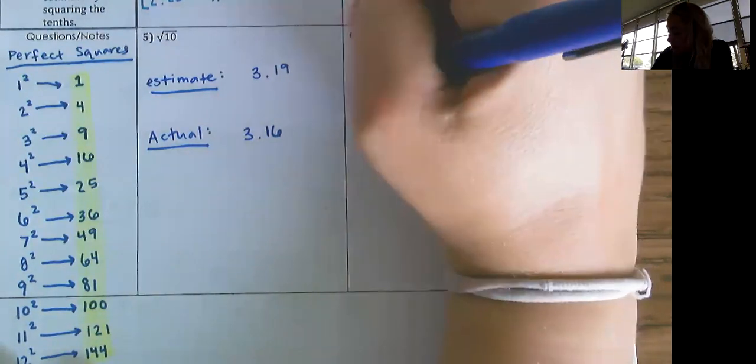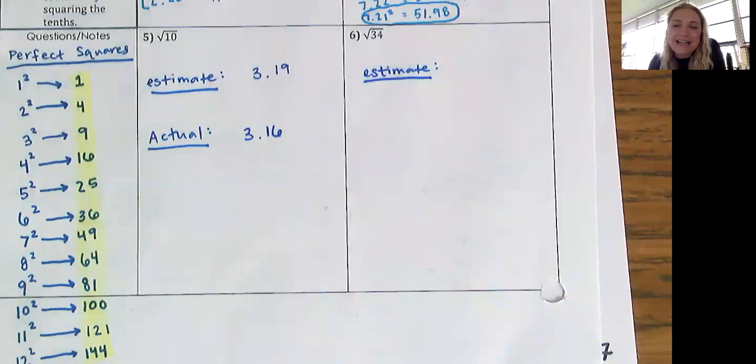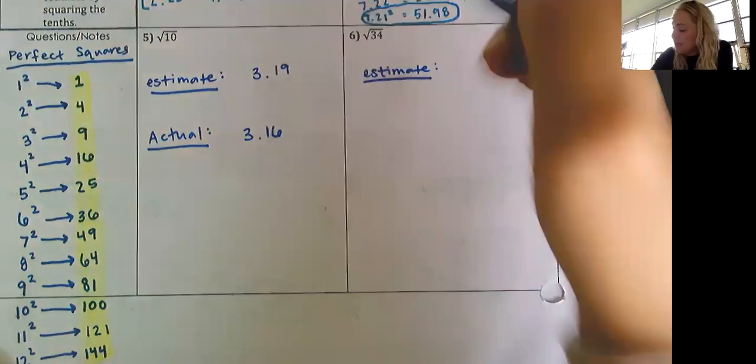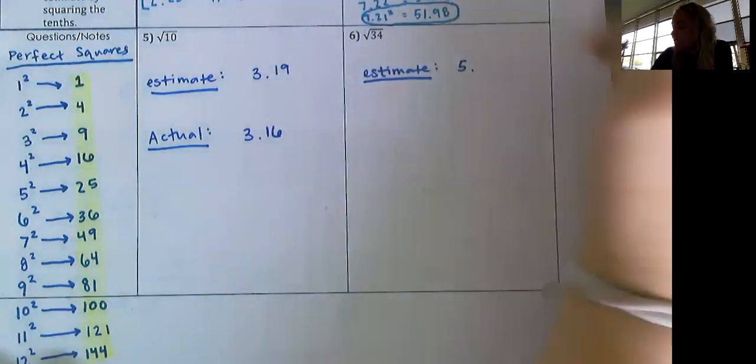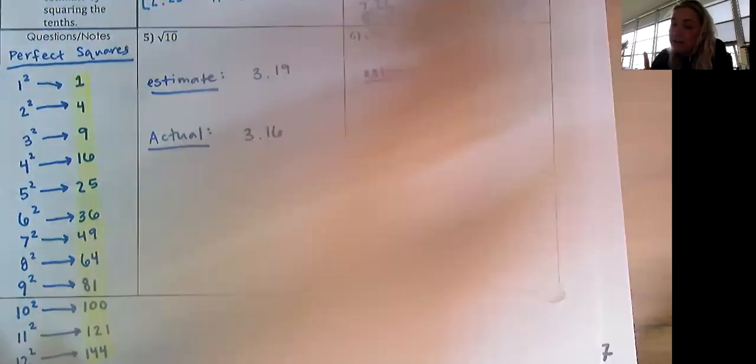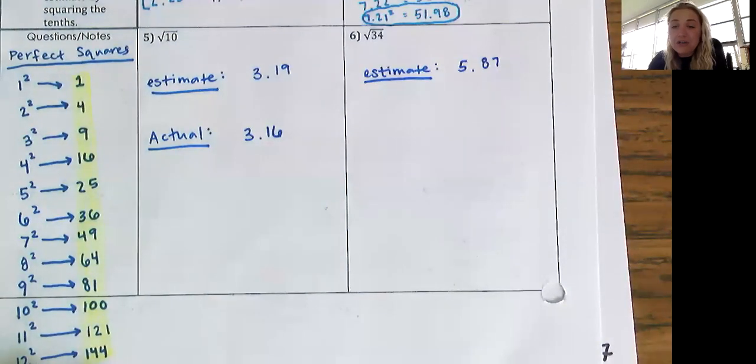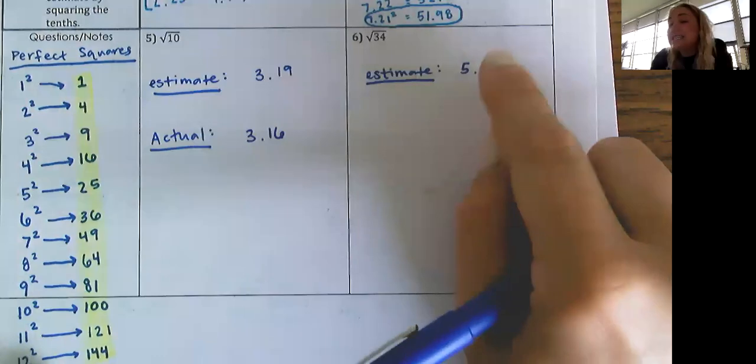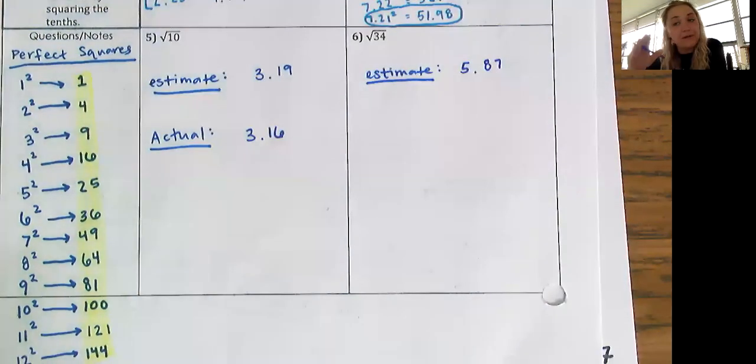Write down your estimate. Hopefully yours is better than mine. I'm going to go slightly below 6, so it's going to be 5.87. I'm not looking at the answers, by the way. I chose 5.87 because it's close to 6. It's almost to 6 if you were on a number line.